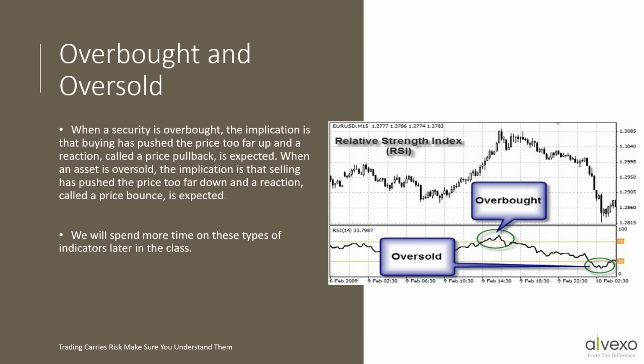Now, overbought and oversold is very important. It only comes from technical indicators. Too many people think that overbought means to sell and oversold means to buy. Okay. When a security is overbought, the implication is that buying has pushed the price too far up and a reaction called a price pullback is expected. Okay. When an asset is oversold, the implication is selling is too much.